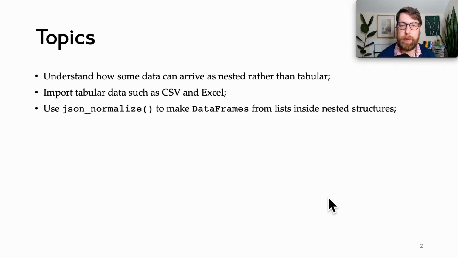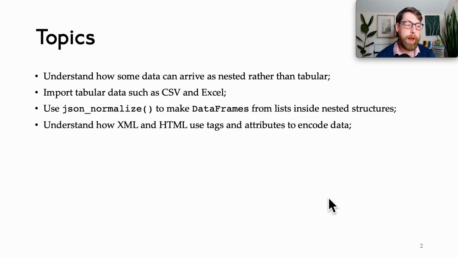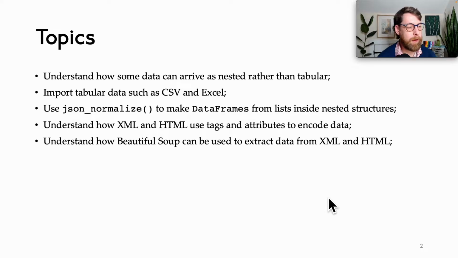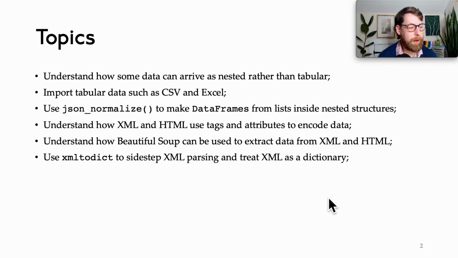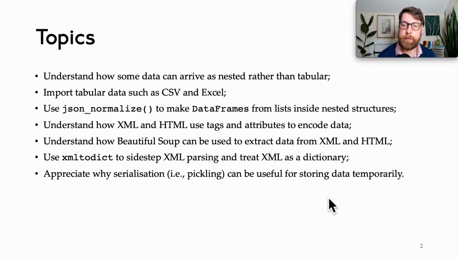with XML later on. We're going to look at XML and HTML, and we're going to see how they use tags and attributes to encode data. I'm going to show Beautiful Soup, which is a library in Python I really enjoy, and it's one that can be used to extract data from XML and HTML. I'm going to show how sometimes Beautiful Soup and the tag extraction is useful, but sometimes it's more useful to just turn the data from XML into JSON using xmltodict.